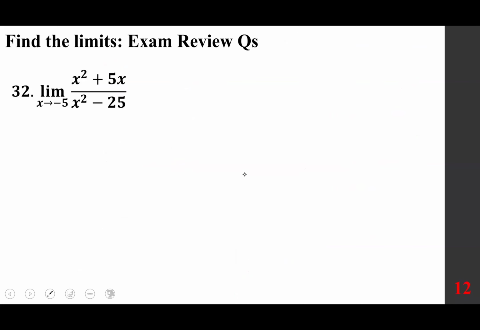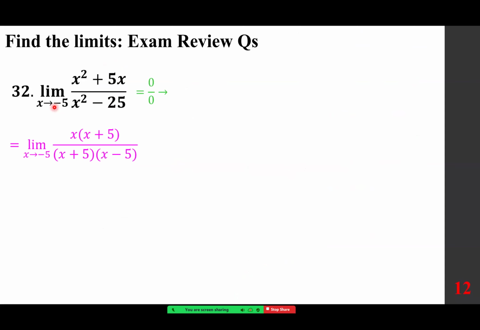We want to find this limit. Obviously, if you plug it in, you get 0 over 0. And the technique is factoring, because, of course, it's easy factoring, but x is approaching negative 5. Therefore, we should look for the factor of x plus 5.